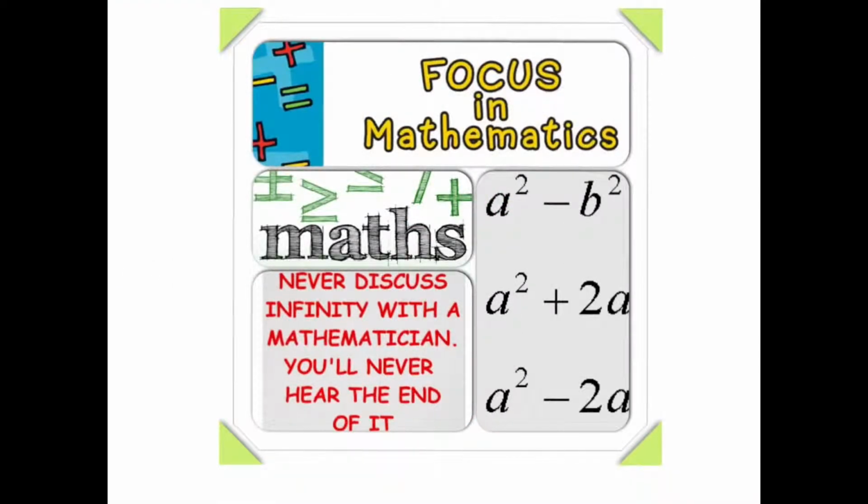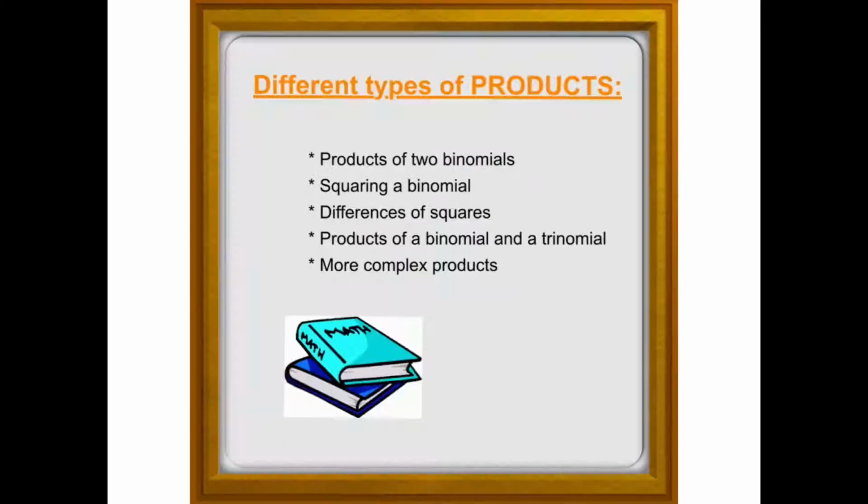The first thing we'll be looking at is the different types of products. Now, as you can see, we have the product of two binomials, squaring a binomial, differences of squares, the product of a binomial and trinomial, and then lastly we have more complex products, which are all of the above in one equation.